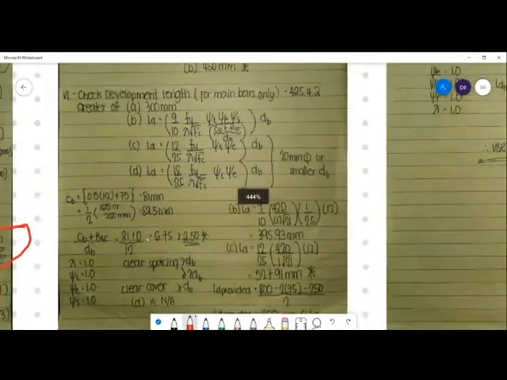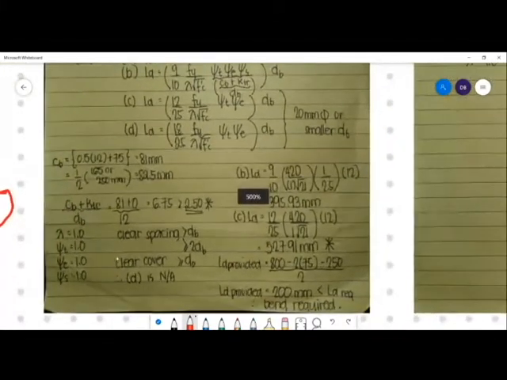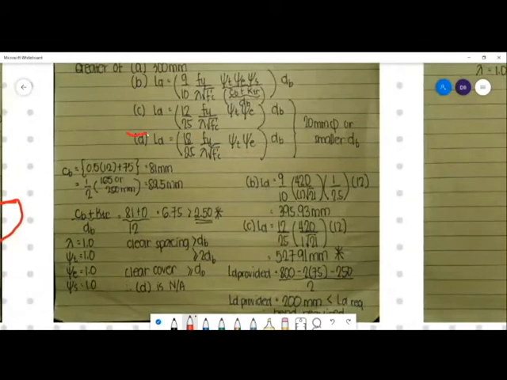So we shall identify which of letter C and D we are going to use. We know that our clear spacing is greater than the diameter of bar and also greater than twice the diameter of bar. Clear cover is greater than diameter of bar, which is equal to 12 millimeter. So your formula D is not applicable. So we remove this one from our computation.